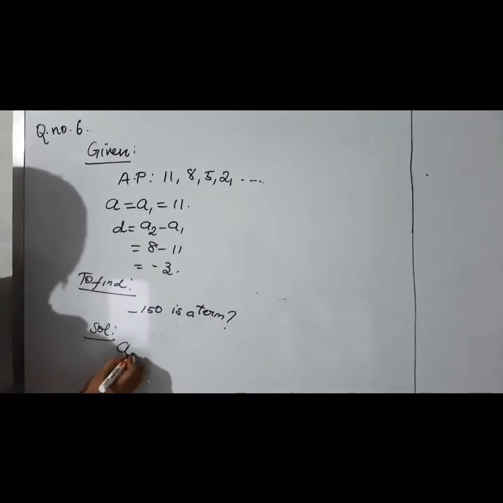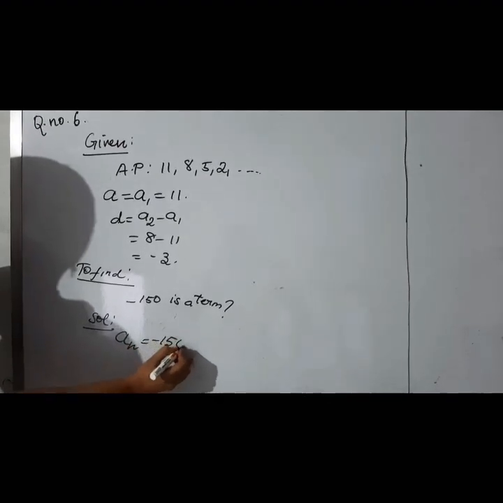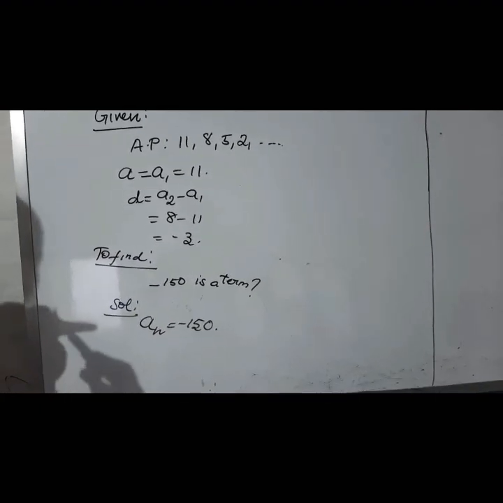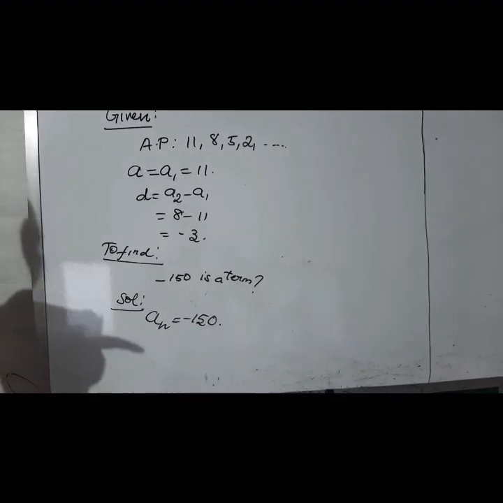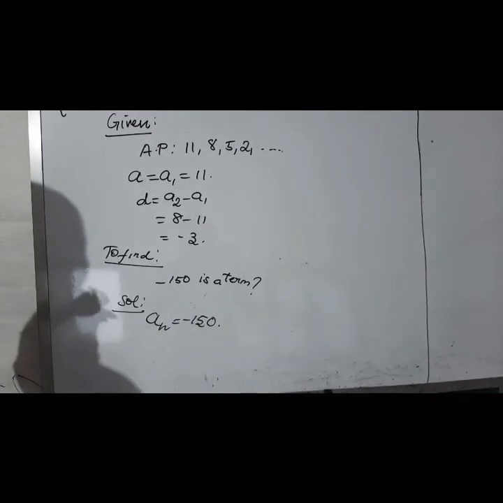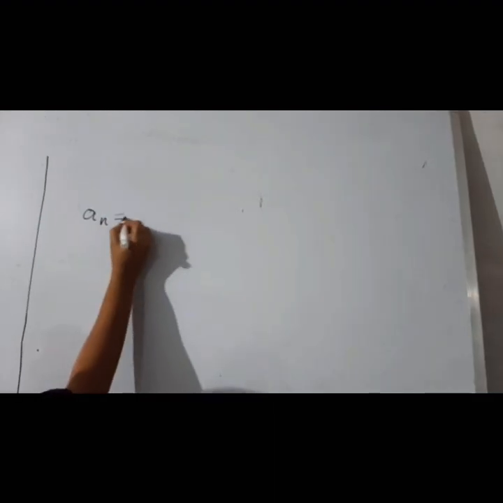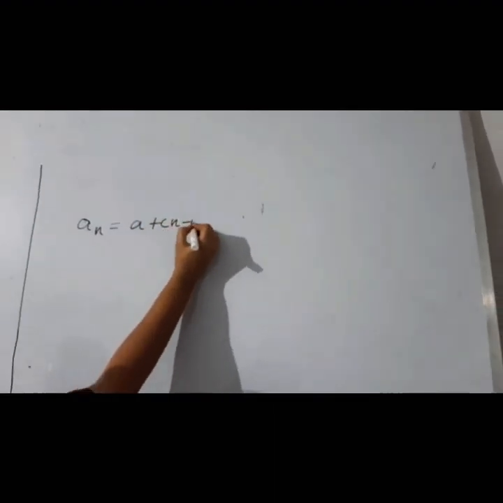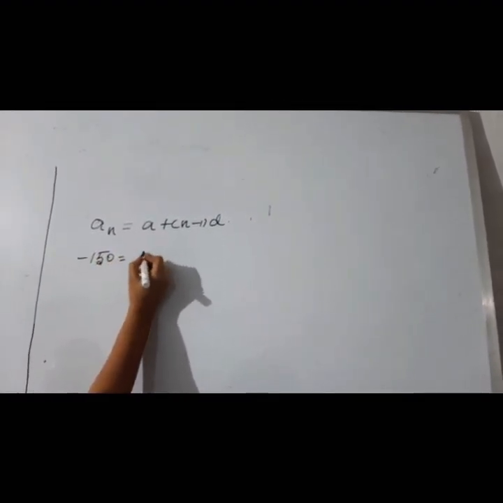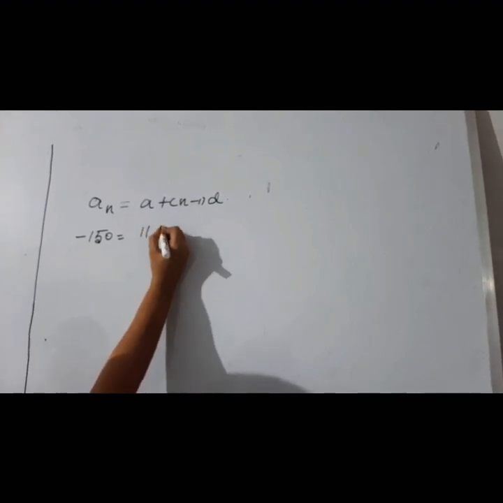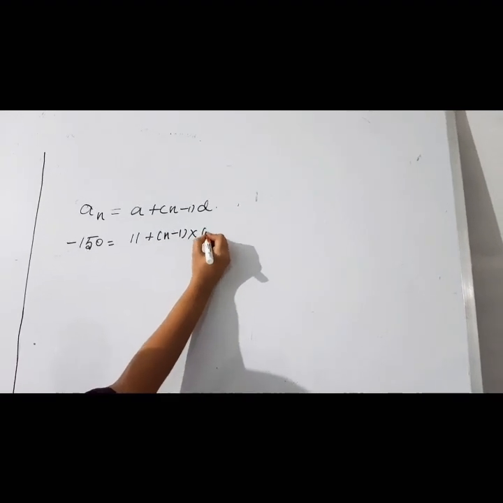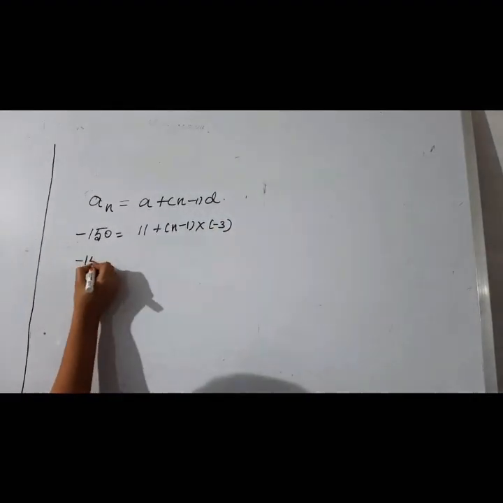Let us assume that minus 150 is also a term of the AP. If you want to assume minus 150 as a term of that AP, you need to consider the value of minus 150 as an. Then substitute in the formula. Formula is an = a + (n - 1) d. Now the an here is minus 150. What is a? a is 11. And what is n? That is what we want to find out. And what is the value of d? It is minus 3.